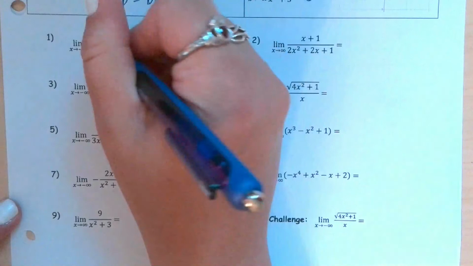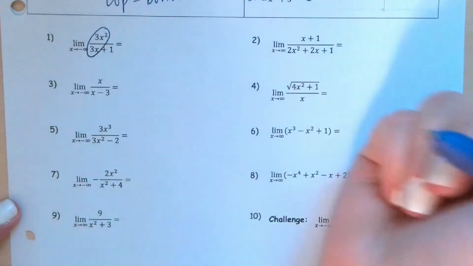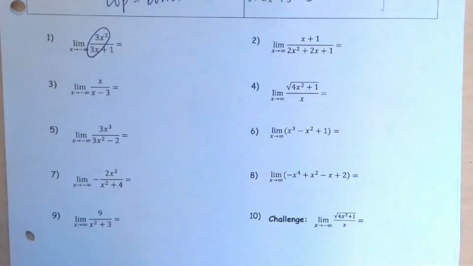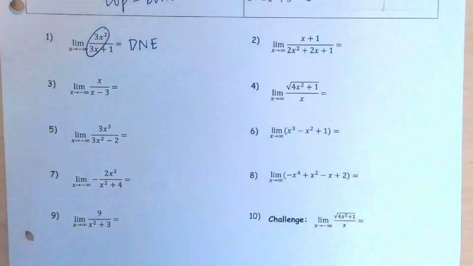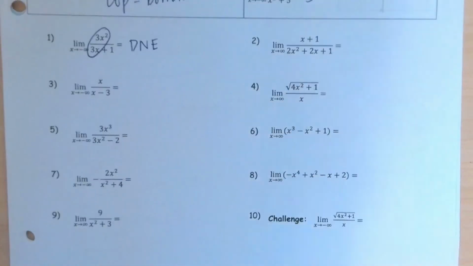So this one, I just circle it. We have an x squared on top and an x on the bottom. So our top is greater. When our top is greater, that means our limit does not exist.